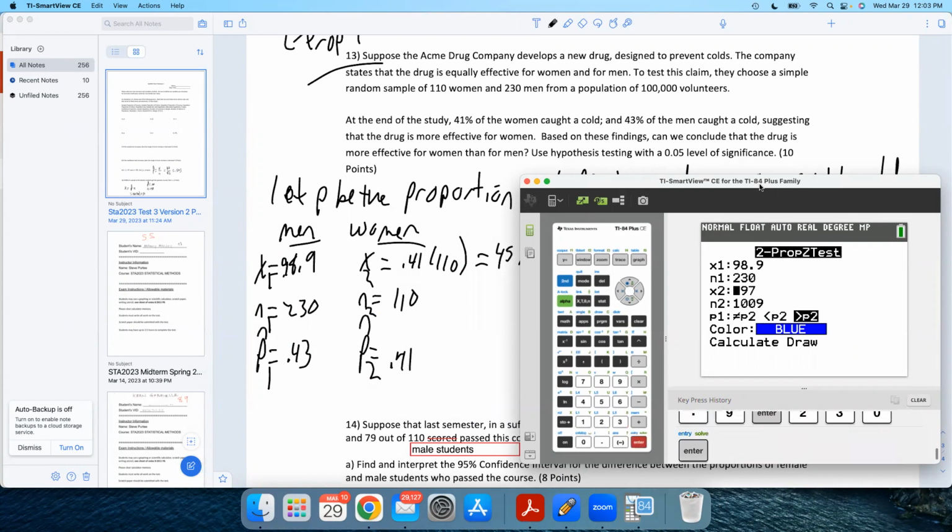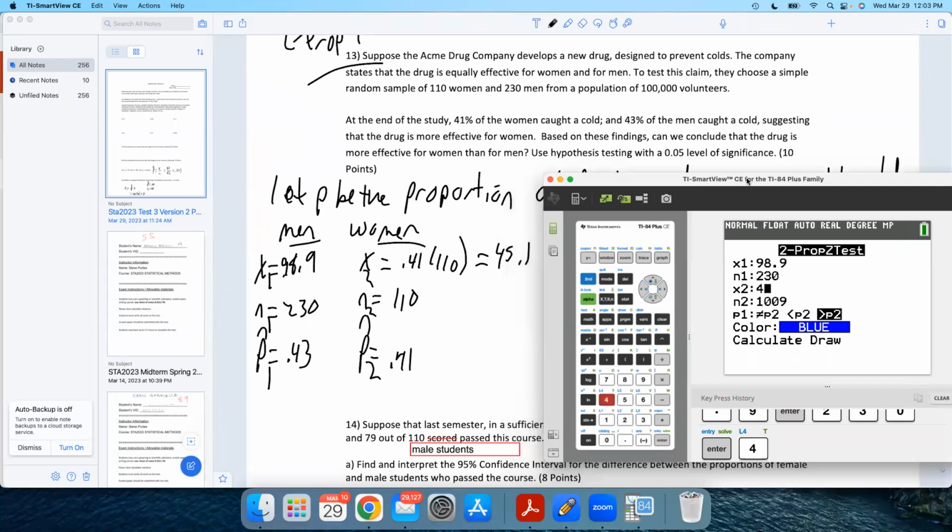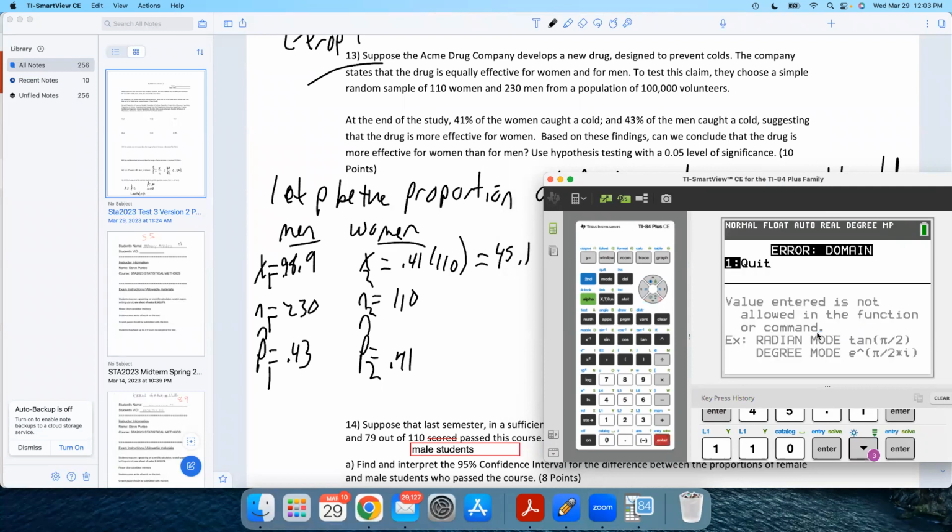98.9230. What was that? 45.1 and 110. And my alternative, greater than. I want P1 greater than P2. And I'm going to hit calculate, and I'm going to get an error.